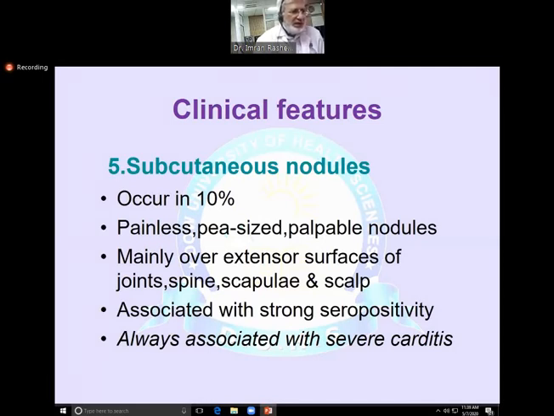To see a subcutaneous nodule in a patient of rheumatic fever means that this child is most likely going to have severe carditis, because it is always associated with severe carditis. Although it occurs in only 10% of patients of rheumatic fever, if present, it is an indication that this child might develop severe carditis. So these are the 5 major clinical features of rheumatic fever.